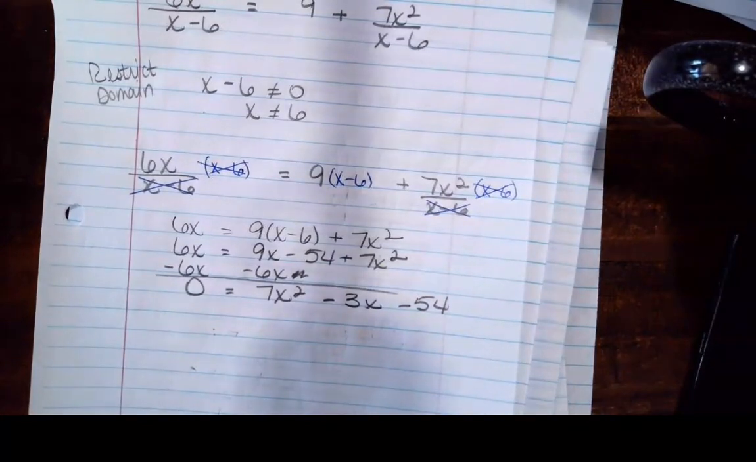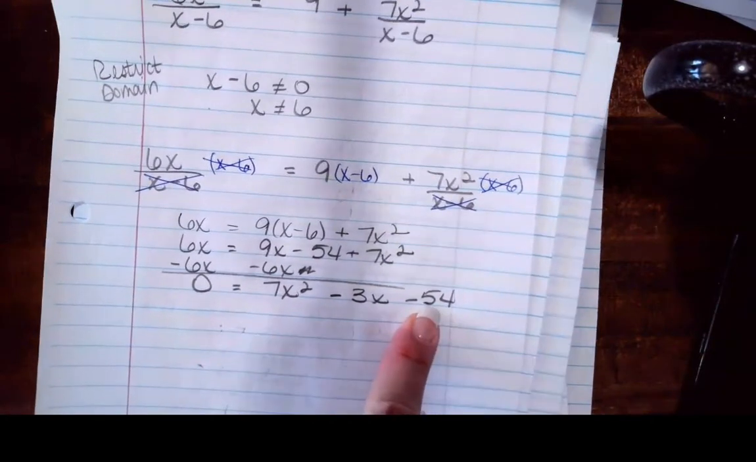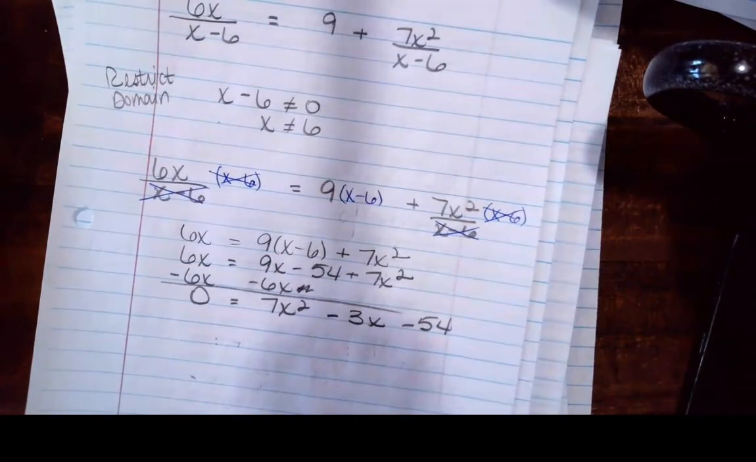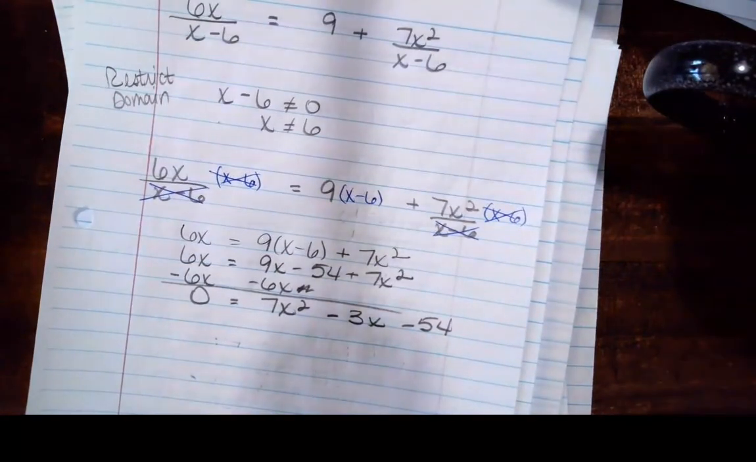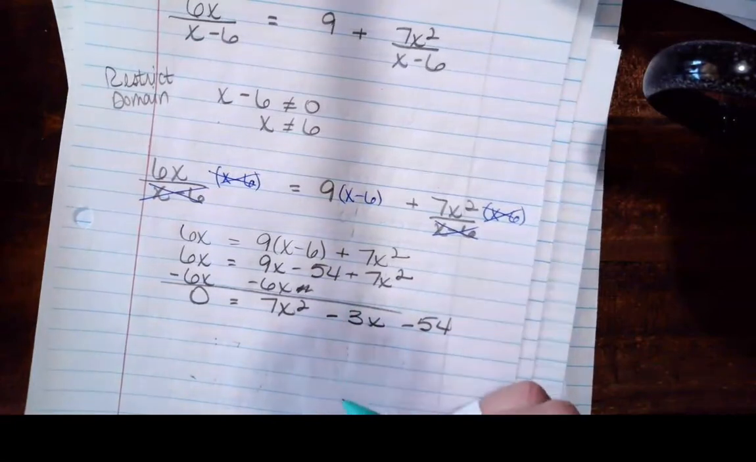Okay, so what do I need to do at this point? I need to factor. So we're going to do factoring by grouping. I need two numbers that multiply to 7 times 54, which is going to be a negative 378. Is that right? Negative 378. Don't even know. Hang on. So, calculator. I got 7 times negative 54. Holy cow, it's 378.